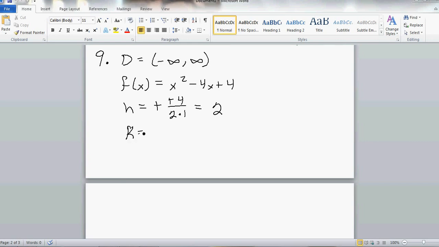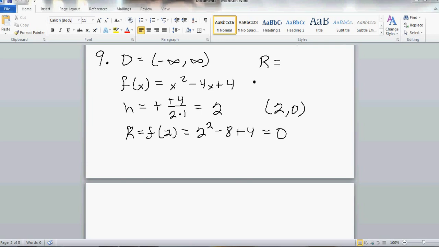K will equal f of 2, which equals 2 squared minus 8 plus 4, or 4 minus 8 is -4, -4 plus 4 is 0. And so we know our vertex is (2, 0). Now once we know that, then we should be able to determine our range.